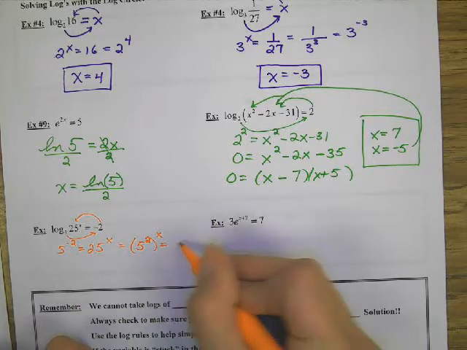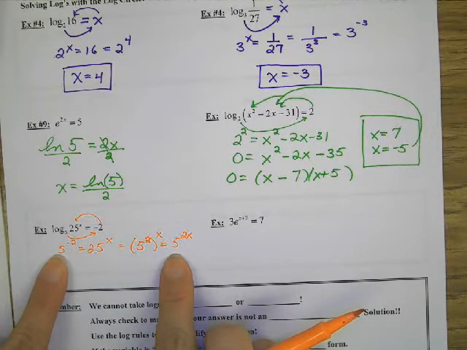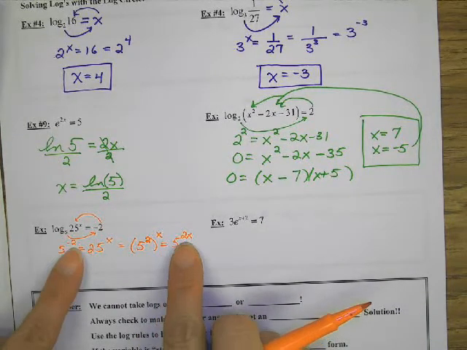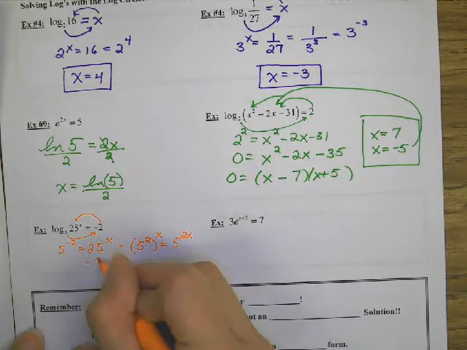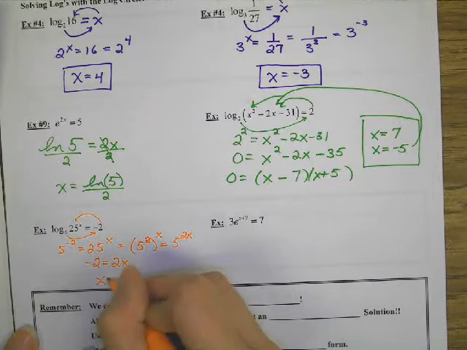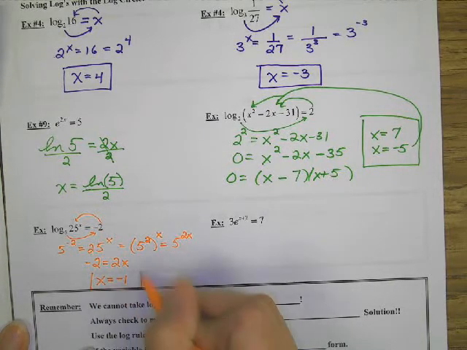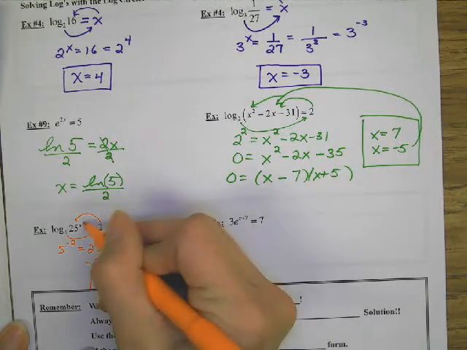Now we have common bases. If bases are equal, then the exponents are equal. Negative 2 on the left equals 2x on the right. I got x equals negative 1. Is that going to be okay? If I take negative 1 and put it as a power, that makes my log of 1 over 25, which is okay. It's a positive.